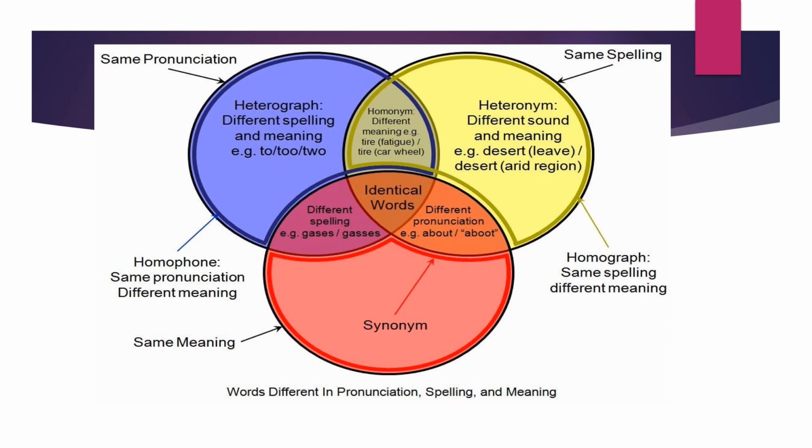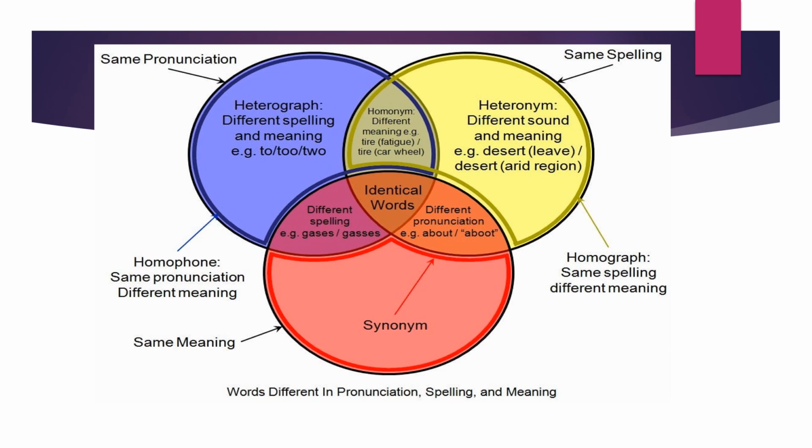On the other side, in heteronym we have the same spelling but different sound and meaning, like desert, to leave, and desert, an arid region. So deserted and desert have the same spelling, but different sound and different meaning for heteronym. For homonym, we have different meaning. For example, tire, its meaning is fatigue, or tire for a car or vehicle. Here we have a different meaning but the same spelling.